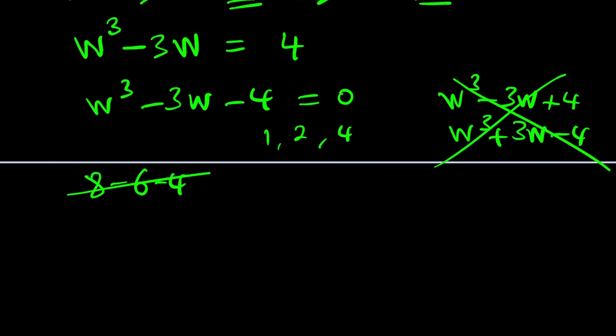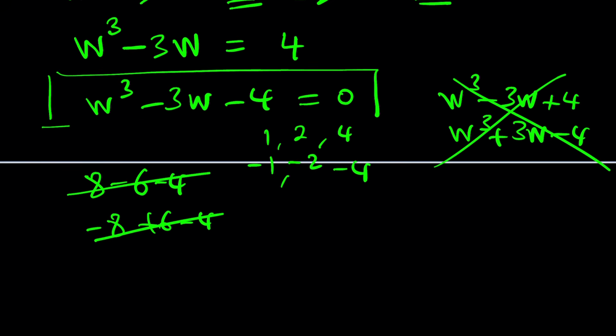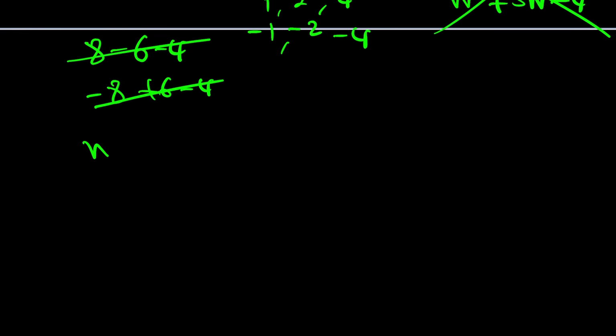How about -2? Because I have to test all of them, right? -2 is going to give me -8 plus 6 minus 4. Uh-oh, that doesn't work either. And obviously, -4 is not going to work. So there are no rational solutions. We can safely say that there are no rational solutions. So what are we supposed to do? Use the cubic formula. So I'm going to go ahead and go back to this format, okay?